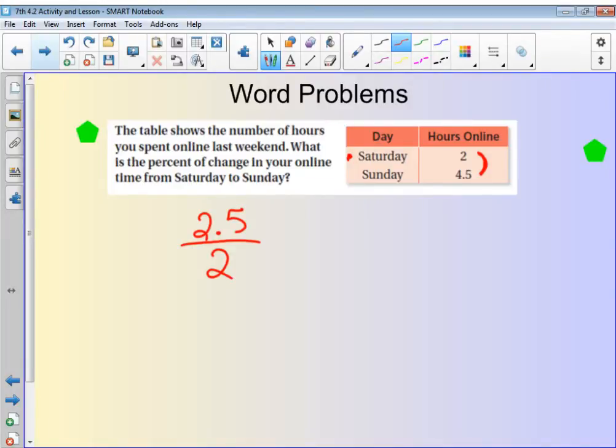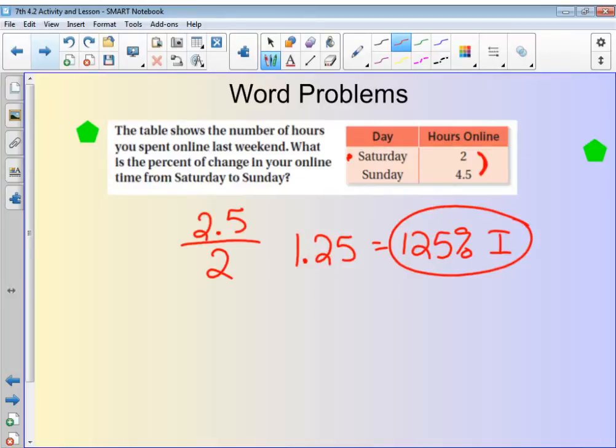So 2.5 divided by 2 is going to give me 1.25 for my decimal, which would become 125%. Now, did it go up or down from Saturday to Sunday? It went up, so that would be a 125% increase. So this is working with stuff that we did yesterday, but now it's a word problem, so you're going to have to use a little bit more knowledge and understanding of that word problem.